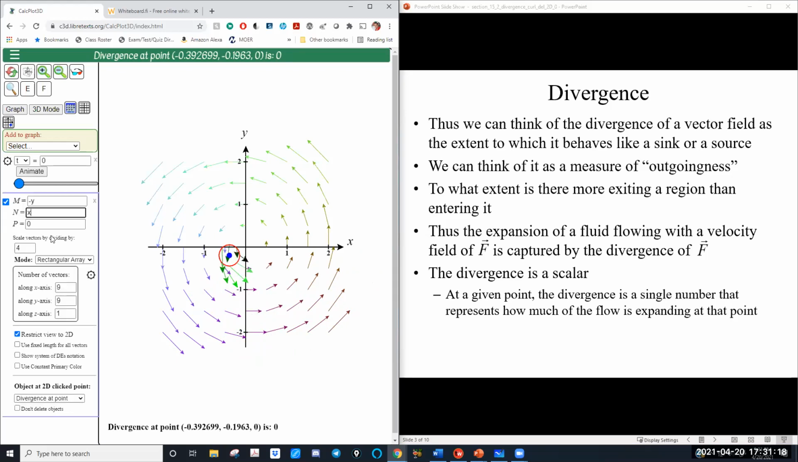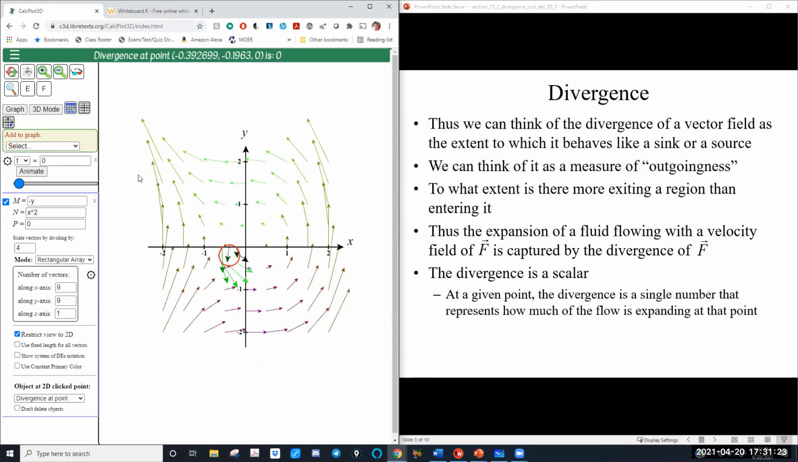Let's make our vector field a little bit more interesting. And I just need to reset it. There we go. So again, we can see how much is going in versus how much is going out. Now, I know you're probably wondering, so this actually does calculate the divergence for us. The reason the divergence is coming up as 0, we'll see in a second when we look at the calculation.